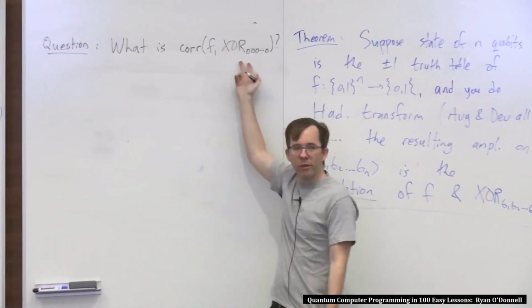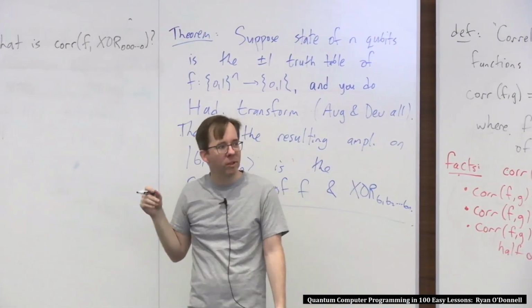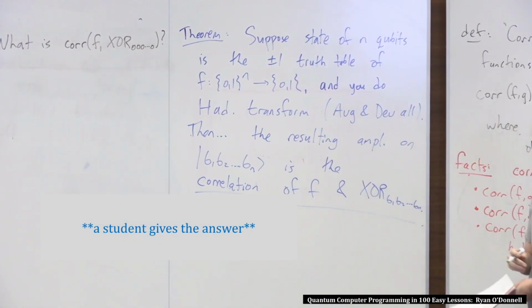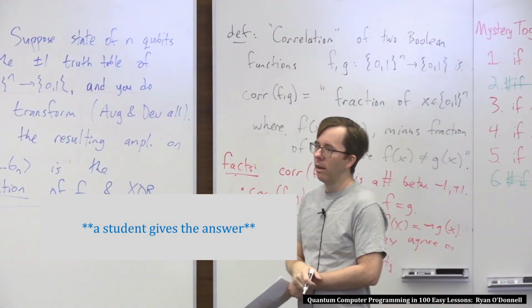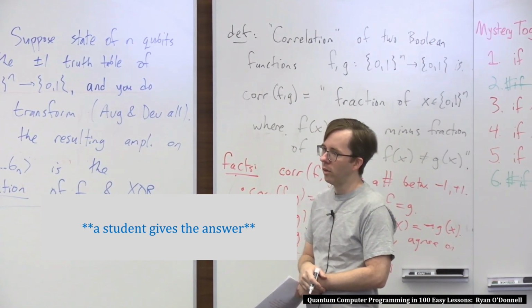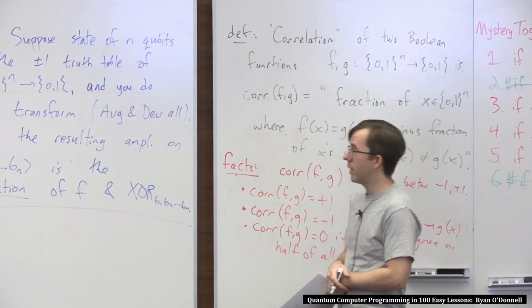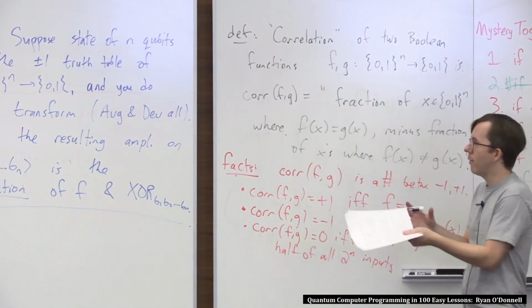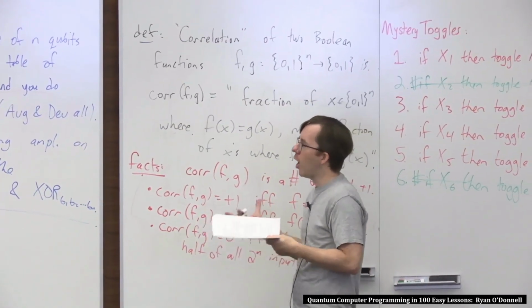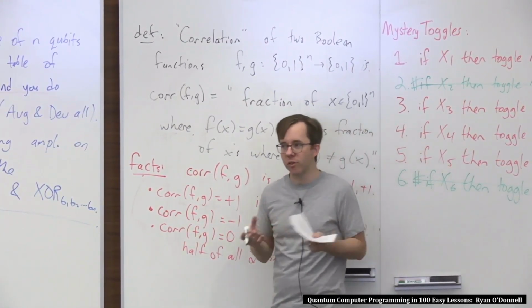Yeah, tell me intuitively about this quantity. Somebody? Yeah, so exactly. It's the fraction of inputs where f's output is 0 minus the fraction where it's 1. So it's measuring how biased f's truth table is to zeros versus ones.